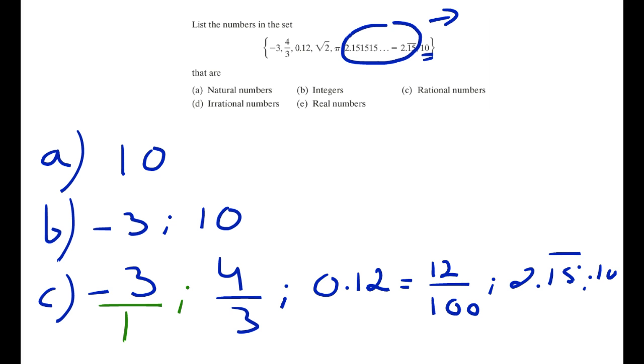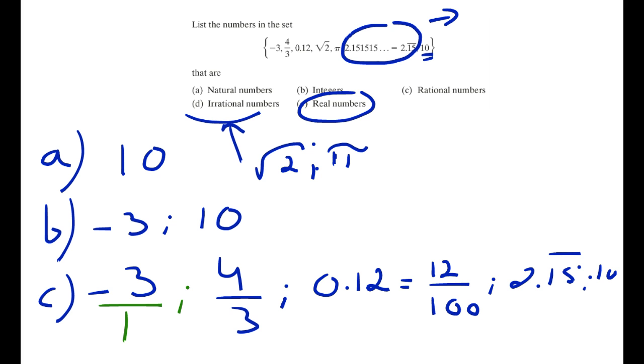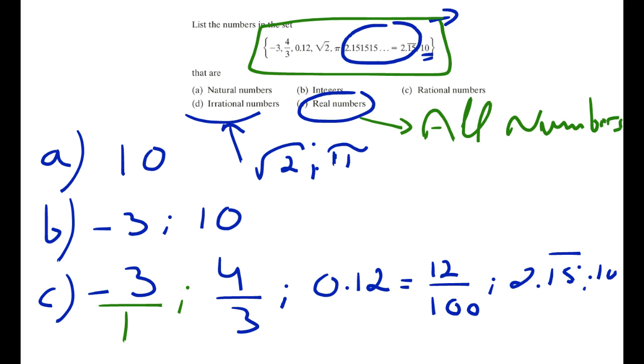Okay. All right, so let's do irrational for D. Now, irrational, it's easy. We get square root of 2 and pi. I showed you before why they are irrational. They do not terminate, and they do not exhibit a pattern of repetition. And also we have real numbers. Now, real numbers means all numbers, not all numbers in the world, but all the values in this set, okay?